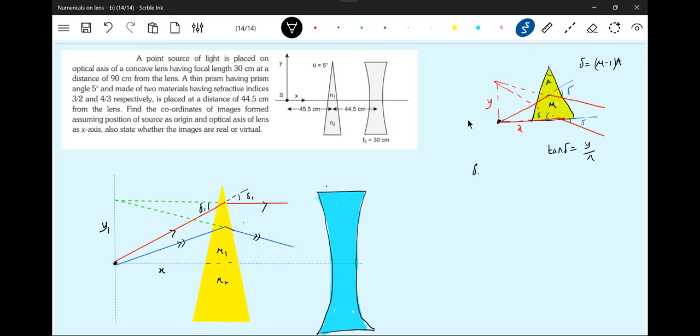So with the help of this, we'll get the deviation first. Deviation suffered by the rays above the optic axis is given by this one, delta 1. So mu 1 is how much? 3 by 2. Angle of prism, 5 degrees, 2.5 degrees. Deviation suffered by the rays passing through the lower part of the prism, 4 by 3 minus 1 into 5 degrees, 5 by 3. Okay, we have to convert into radians, no? Pi by 180 radians.